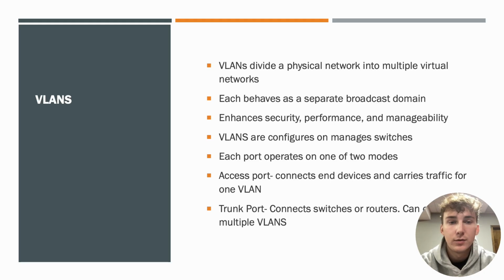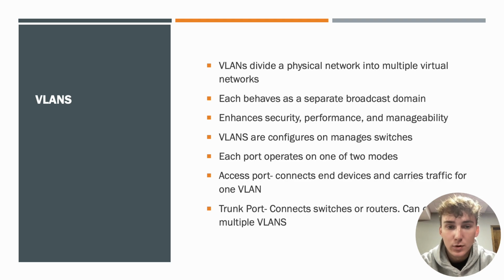So this chapter also talks about VLANs. VLANs divide a physical network into multiple virtual networks. Each of these networks behaves as a separate broadcast domain. These enhance security, performance, and manageability. They're usually configured on managed switches, and each port operates in one of two modes.